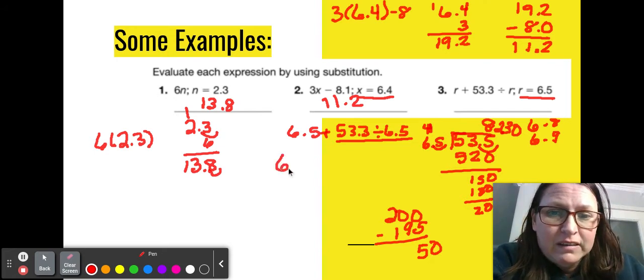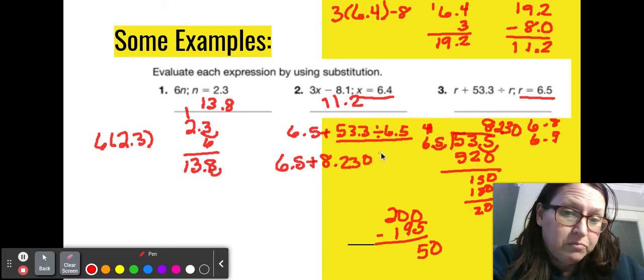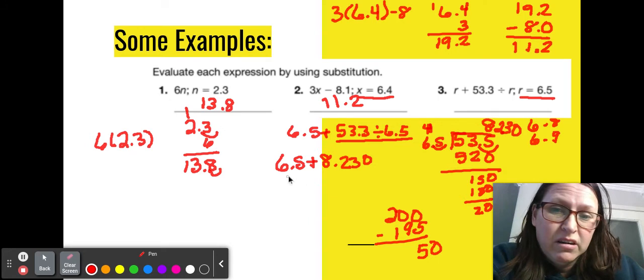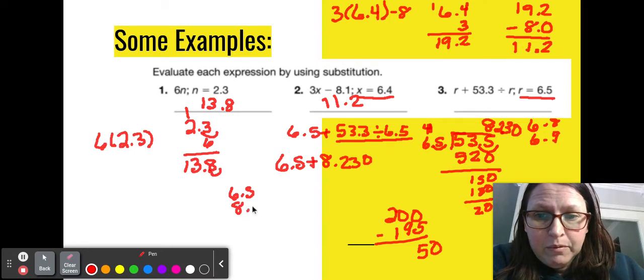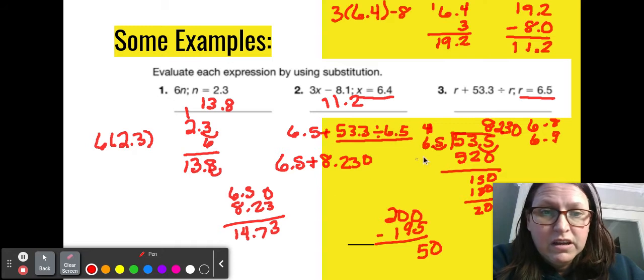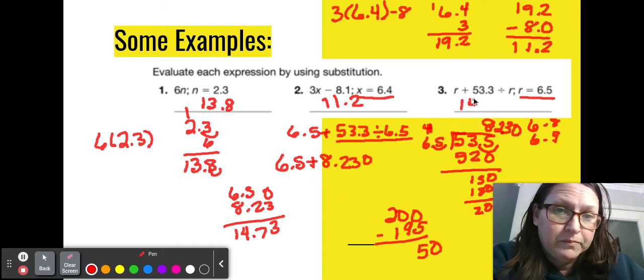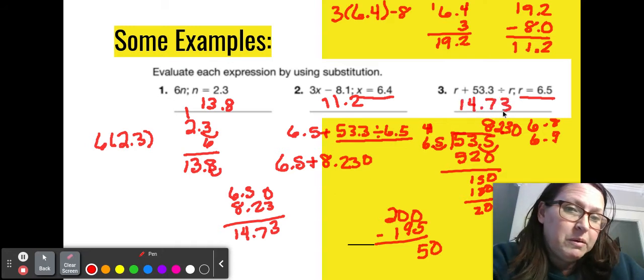So I've got 6.5 plus 8.230, although I'm not all the way done. So now I've got to line it up and add it. So 6.5, 8.23, put my placeholder. 3 plus 0 is 3. 5 plus 2 is 7. 6 plus 8 is 14. Bring my decimal down, and I've got 14.73 would be my answer right here.